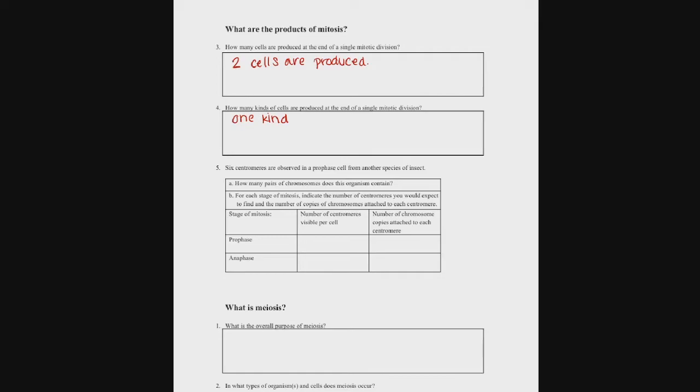Great. So then in this table, it's going to ask us to deduce the chromosomes that we have based on the centromeres that we see. So we know that we are used to seeing chromosomes that look like this, but we know that in each individual one it has its own centromere. And so when it says 6 centromeres are observed in a prophase cell, then the pairs of chromosomes are 3 pairs.